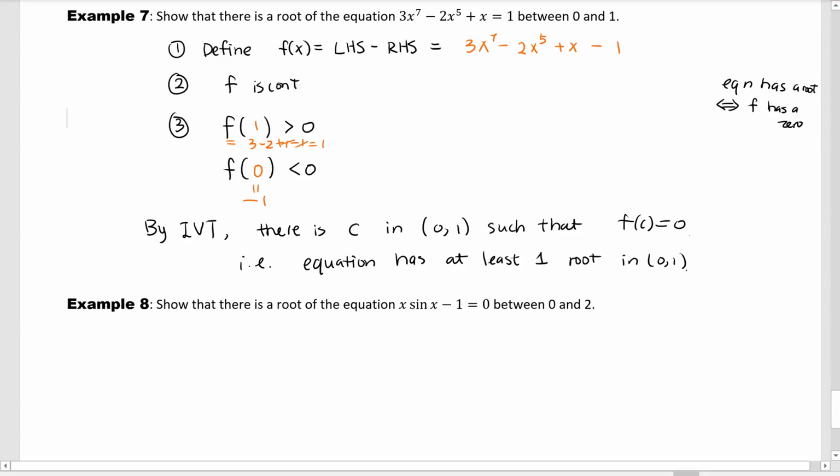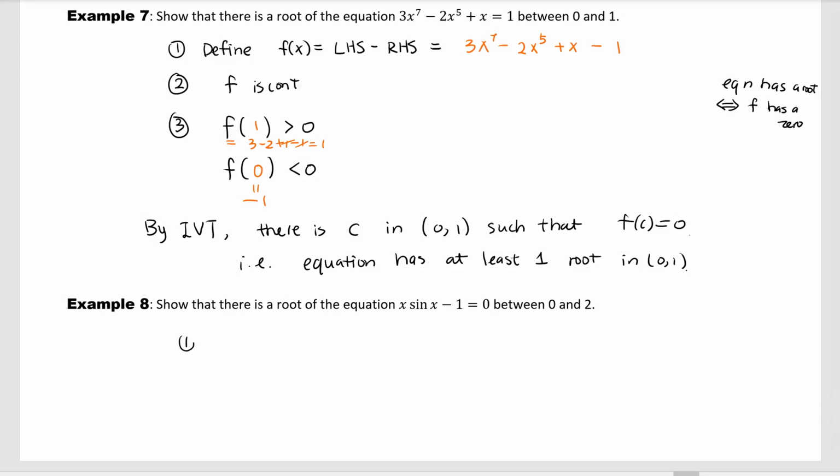I want you to work on example 8. So pause the video here and work on example 8. And don't be lazy, copy everything. Don't just write down the orange parts. Are you ready to check the answer?